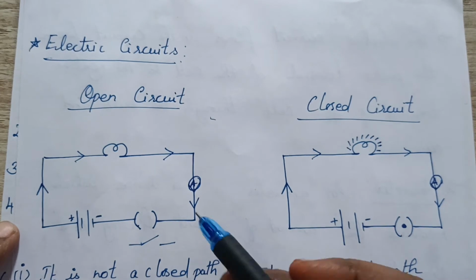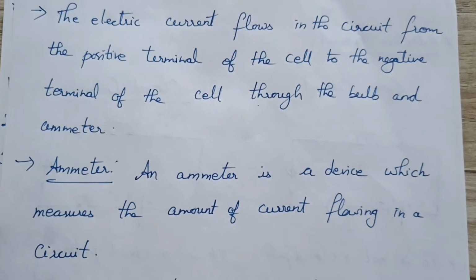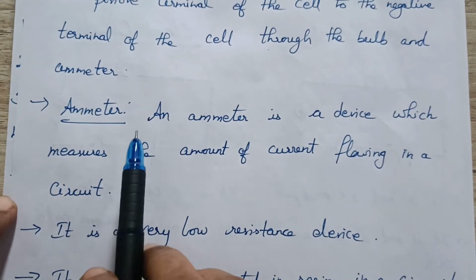And we have an ammeter connected here. Ammeter is an instrument to measure the amount of current flowing in a circuit. What is it? Ammeter.